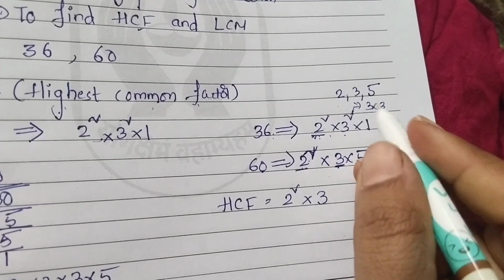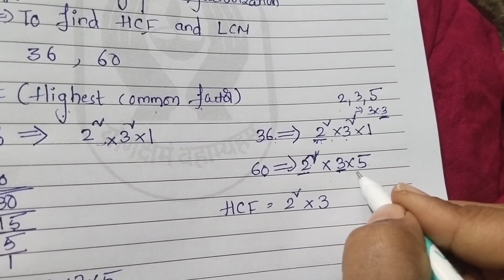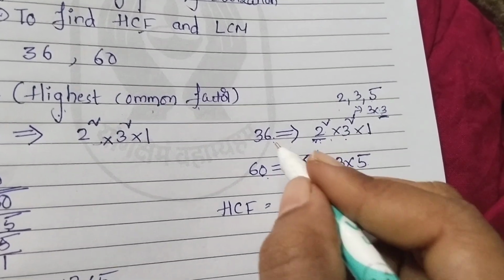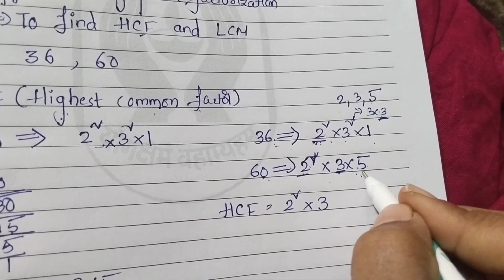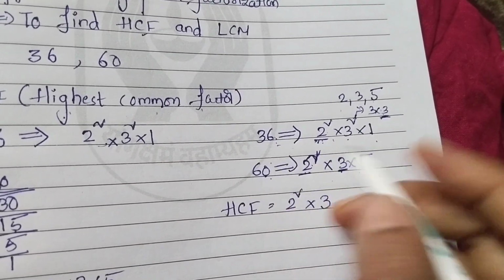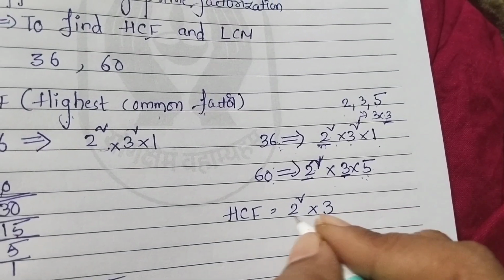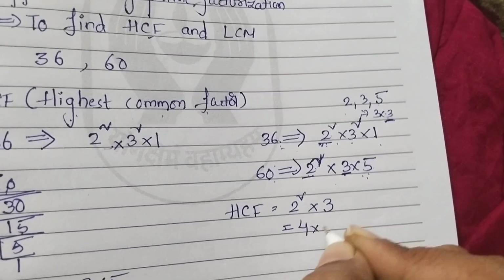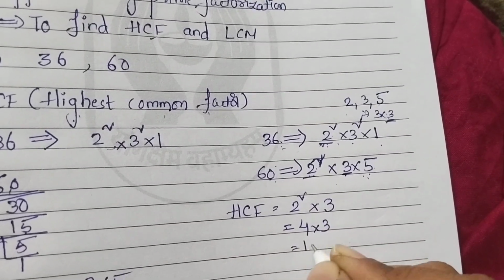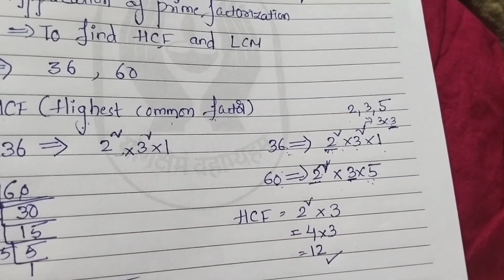The next number, 1, is common, no need to write 1. The next number is 5, right? In 60 we are having 5, but in 36 we are not having 5. We should take only common factors. We are not having 5 as common in 36 and 60, right? So that's it. This is the HCF, right? 4 into 3, 12. Understood?